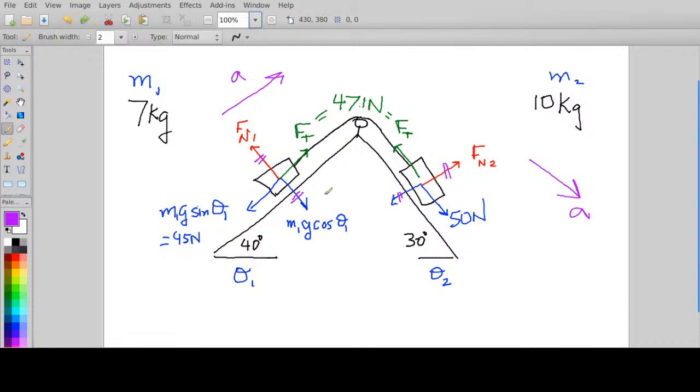Over on this other side we have the 50 pulling it down and 47 pulling it up. Again, the 50 is bigger than the 47, because if it weren't, then the 10 kilogram would not be accelerating downhill. So everything turns out very consistent. That answers question number 1.